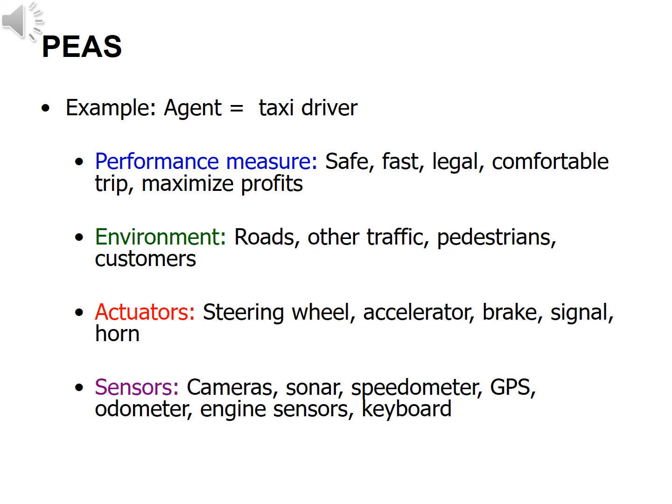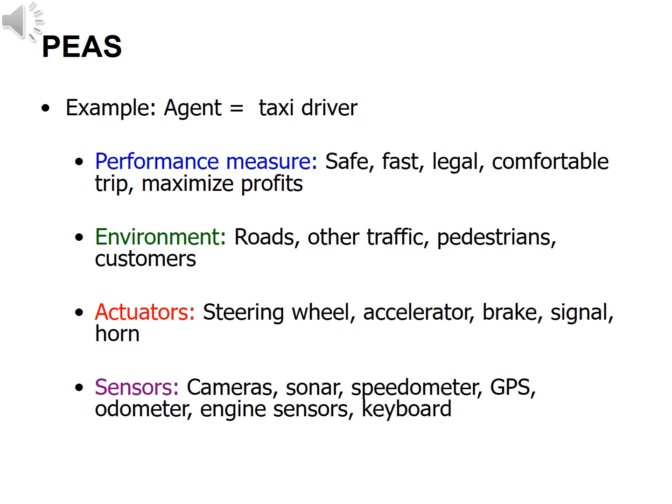Let's give an example of a taxi driver seen as an agent. A software agent representing a taxi driver may have different kinds of performance measures given by the system designer, as we said before. So we might want a safe drive, a fast drive, a fuel efficient drive, a legal drive, a comfortable trip. We want to maximize profits, minimize costs, and so on. So we can take the point of view of the user of the taxi, the client, or the point of view of the taxi driver as well.